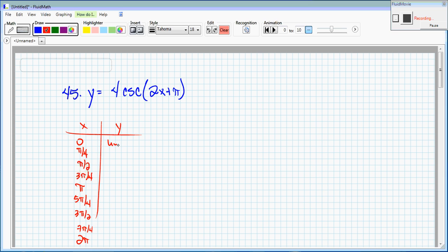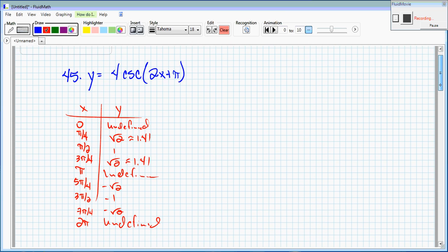At 0, we are undefined. At pi over 4, we are root 2, which is approximately 1.41. At pi over 2, we're 1, root 2 again, and then we're undefined. And then we drop to negative root 2, negative 1, negative root 2, and then here we're undefined again. So that's our full period.